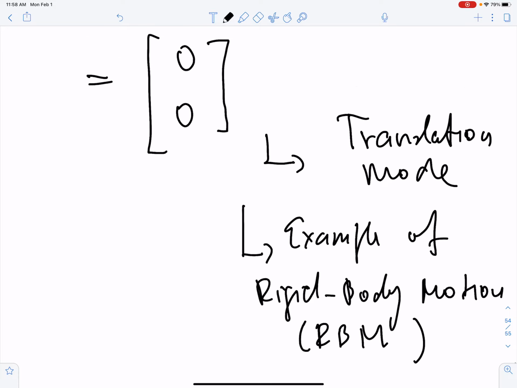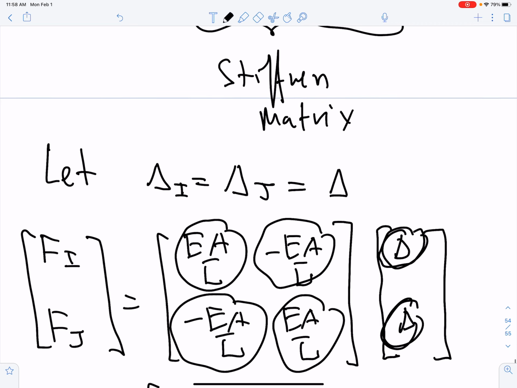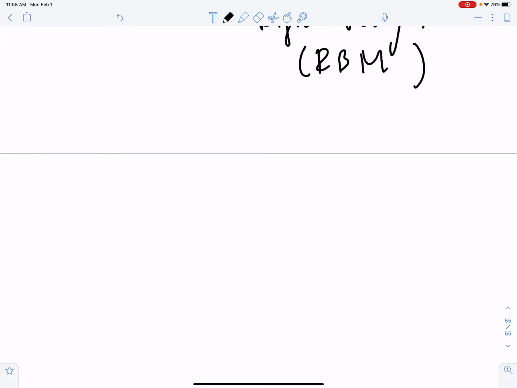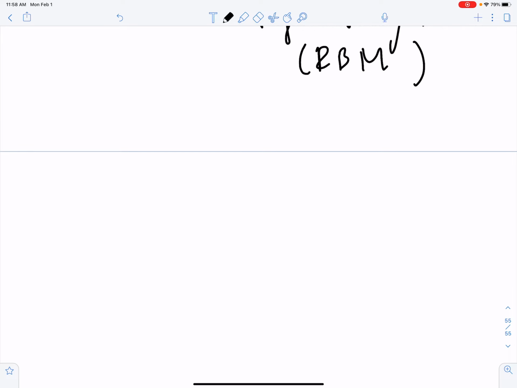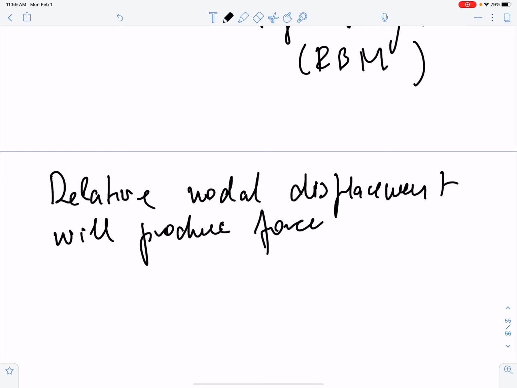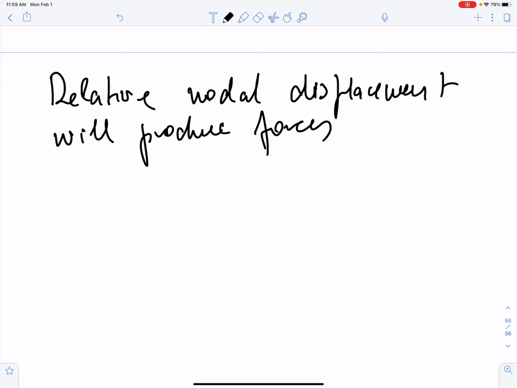So then, if translations don't work, the only way you're going to build forces is through relative displacement between the nodes. Relative nodal displacement will produce forces. Mathematically speaking, the quantity that we need to look at is delta J minus delta I.